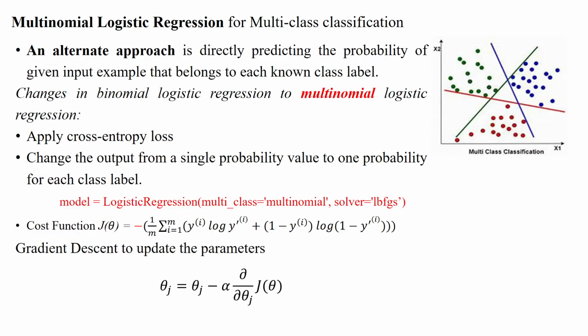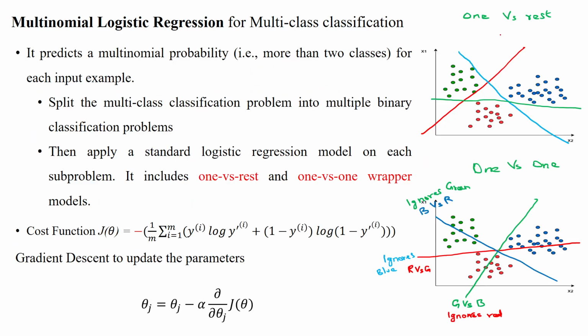Hi everyone. Logistic regression can be applied to classify multi-class data by an alternate approach: directly predicting the probability of a given input example belonging to each known class label. For example, if we have three classes with these samples, then it will classify the data directly, instead of using the previous approaches, one versus rest and one versus one.